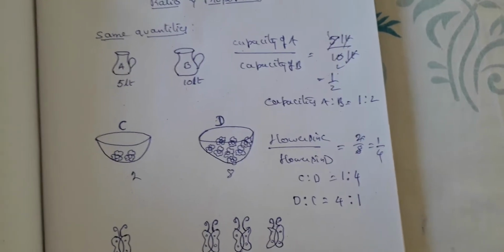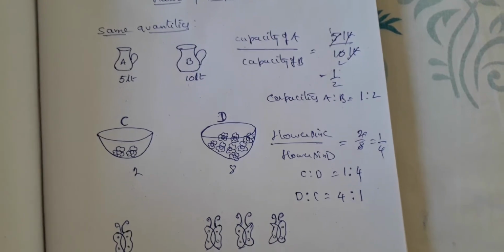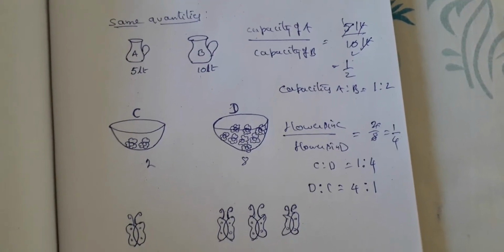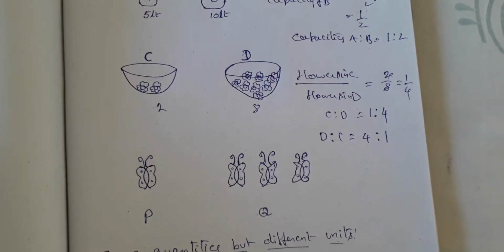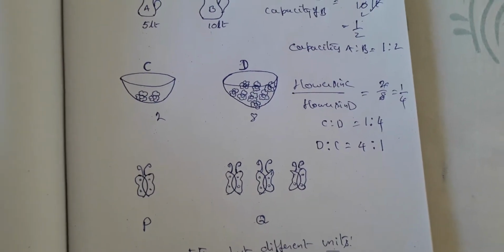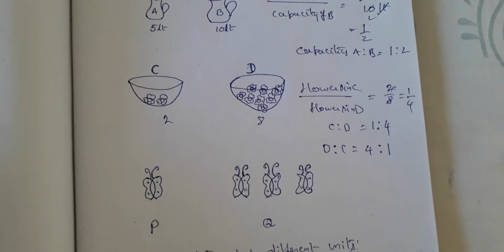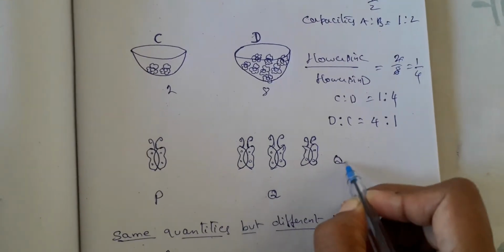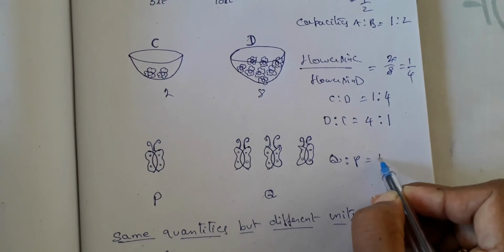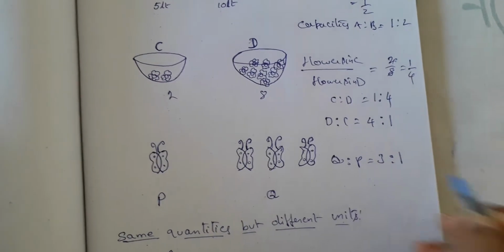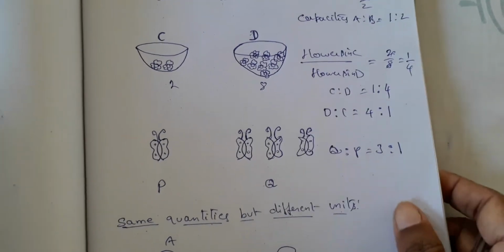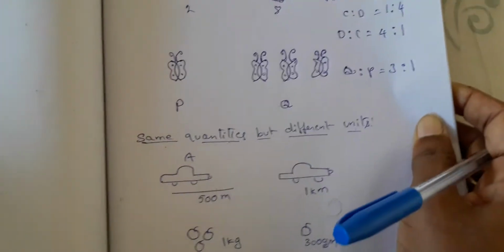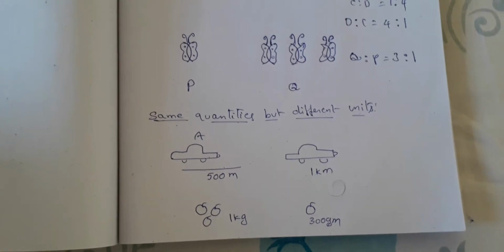So comparing the quantities will be very easy when we take division into our mind. Now let us see this one, P and Q. At place P we have one butterfly, and at Q it is 3 butterflies. Let us do Q is to P now. Q is to P is equal to 3 is to 1. It is so simple. But basic things you should understand, why we are doing this, what is the meaning of the comparison.